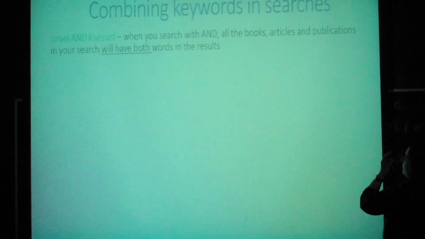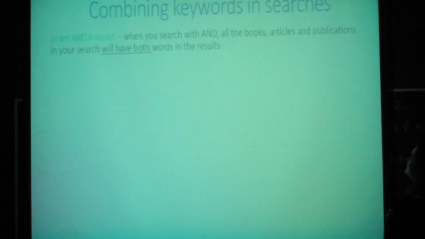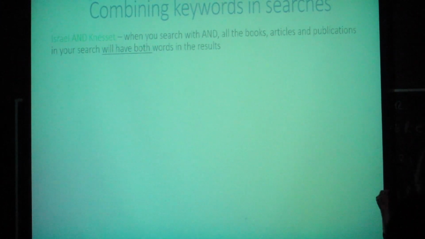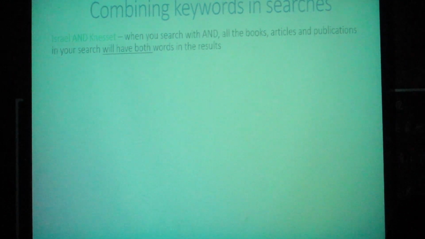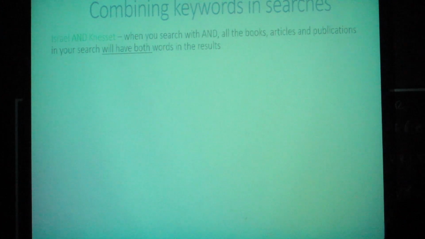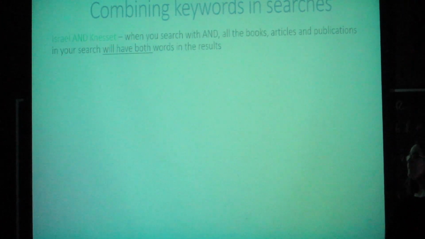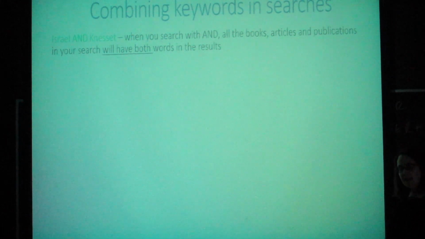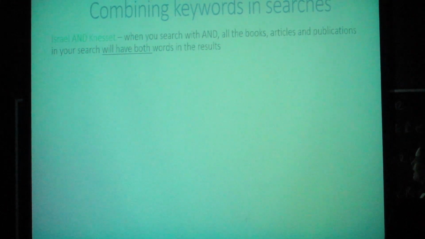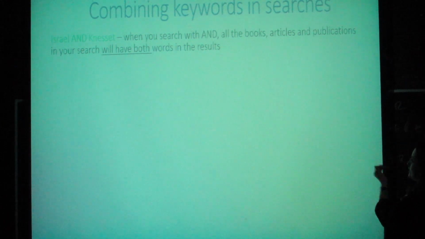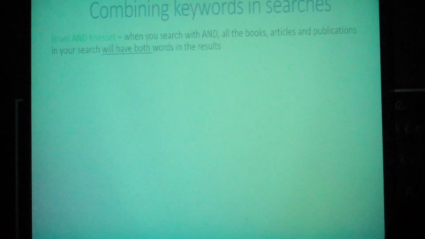So, AND: when you put two search words with AND in between them, all the books, articles, and publications in your search will have both words in the results, right? That makes sense. But what that means is it limits the amount of stuff you're going to see. The more ANDs and words you put, the less stuff you're going to get, because you're saying all of these words have to be somewhere in the table of contents, in the title, in the subjects, things like that. So Israel AND Knesset will find those two words.